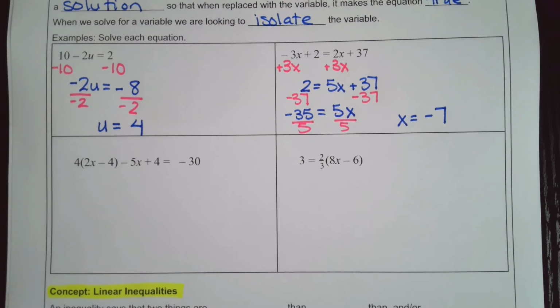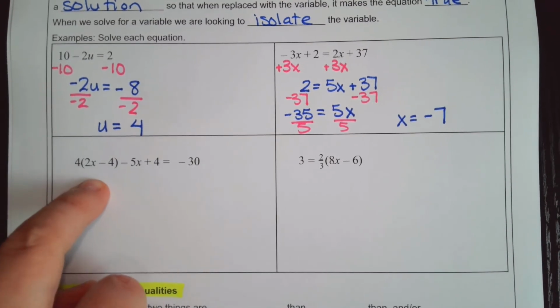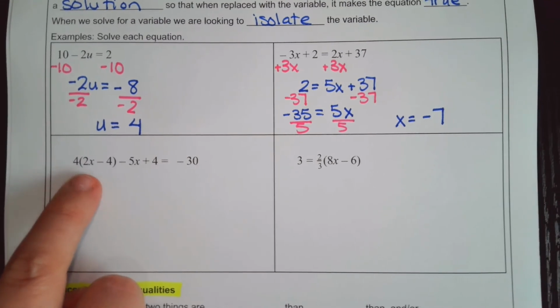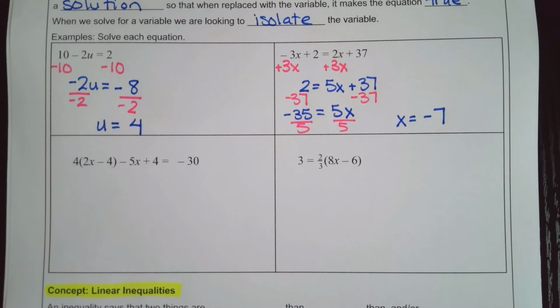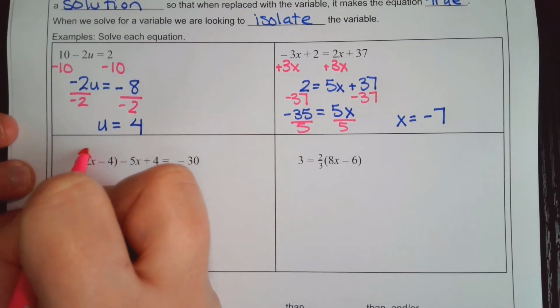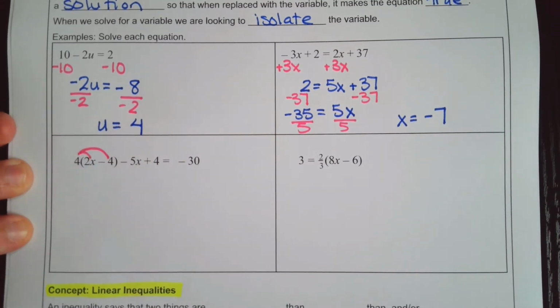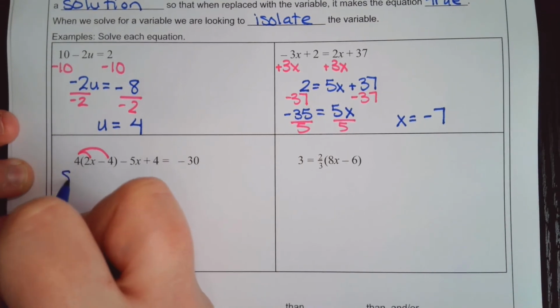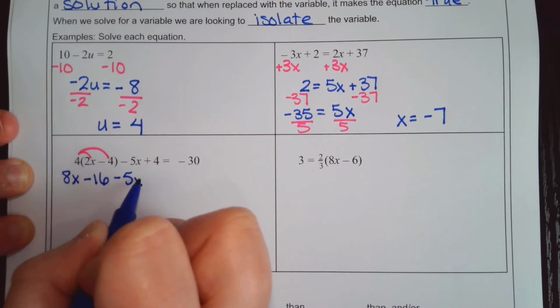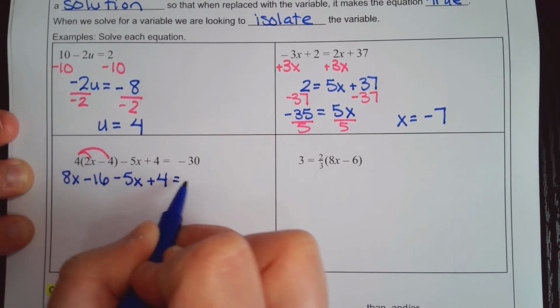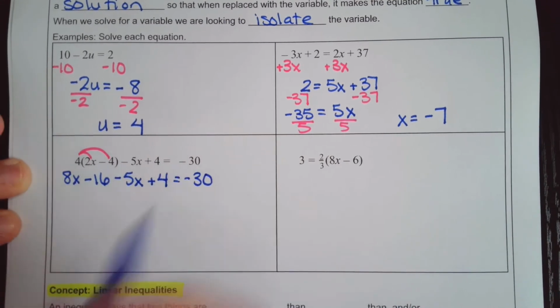Next example, we have some distribution that we have to do. So when you see these parentheses, we need to distribute. So that is what we're going to do. Remember, distribute is just multiplication. So we get 8x minus 16 minus 5x plus 4 is equal to negative 30.